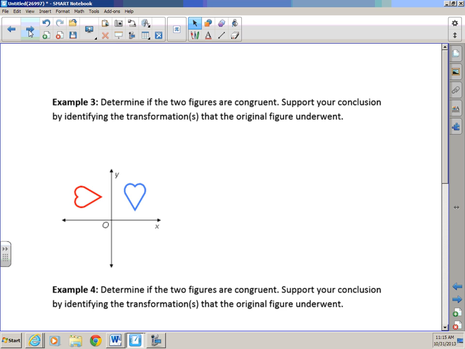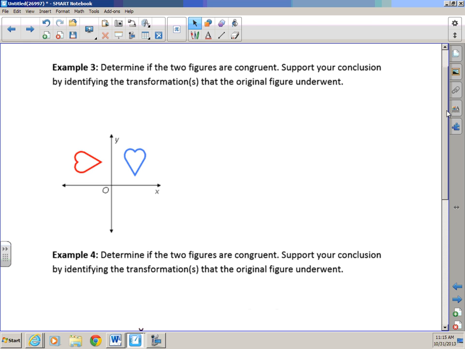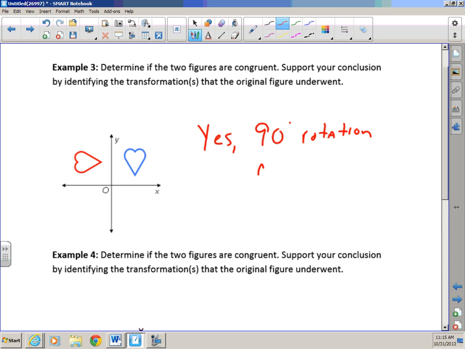One heart going to the other. Now, since I don't tell you which one is the original and which one is the image, all you would tell me is, yes, it's a 90-degree rotation about the origin. Now, since I have it color-coded here, if I told you the red was the original and the blue was the image, then that would be 90 degrees clockwise because I would go that way. Or if I went from blue to red, that would be counterclockwise. All right?